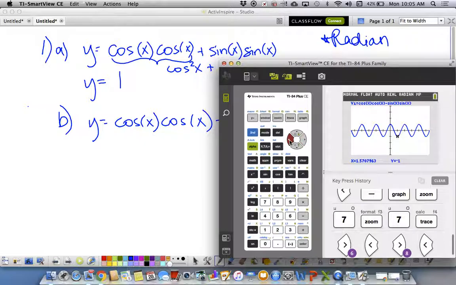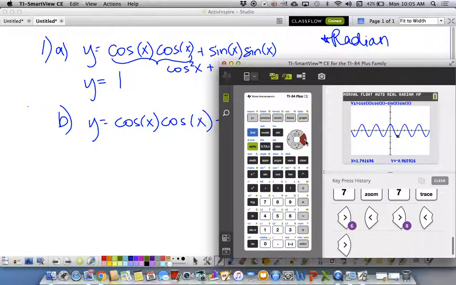Troughs and crests are important. What happens? Where is it when y is -1? 1.57. Oh, what is that? What's 1.57? Let's keep going. Here we go.